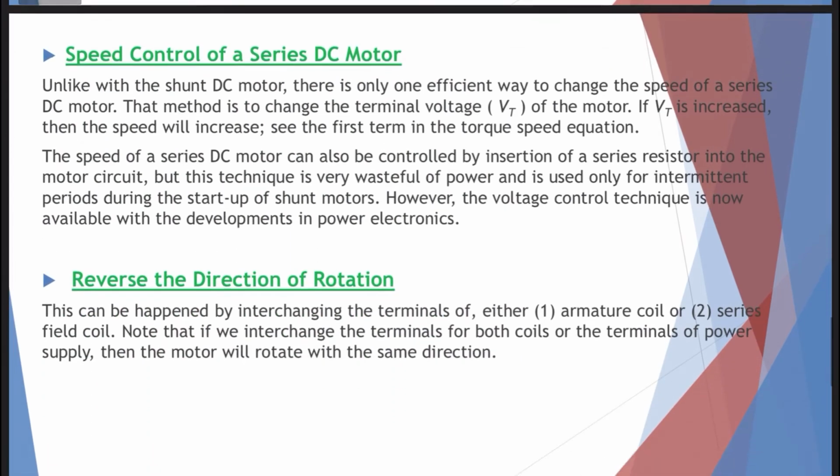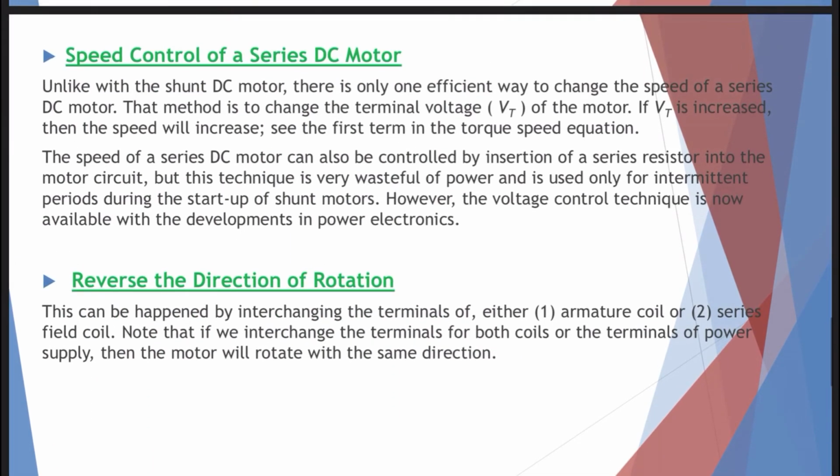We'll move to the next part, guys: the speed control of a series DC motor. Unlike with the shunt DC motor, there is only one efficient way to change the speed of a series DC motor. That method is to change the terminal voltage VT of the motor. If VT increases, then the speed will increase. See the first term in the torque-speed equation.